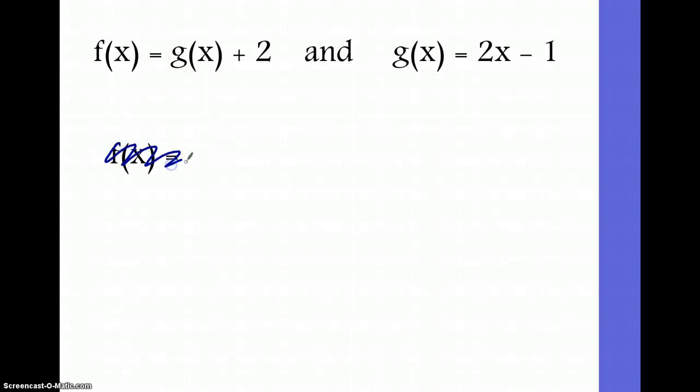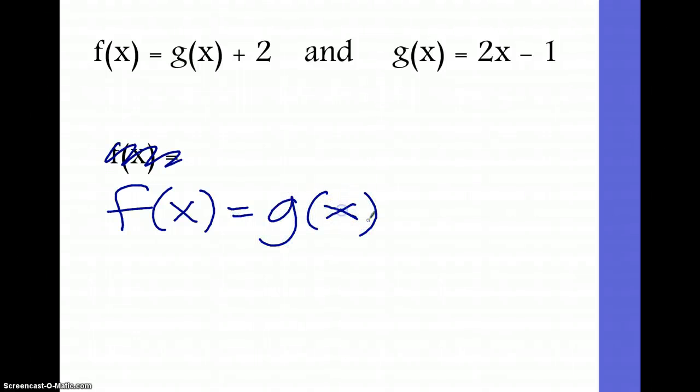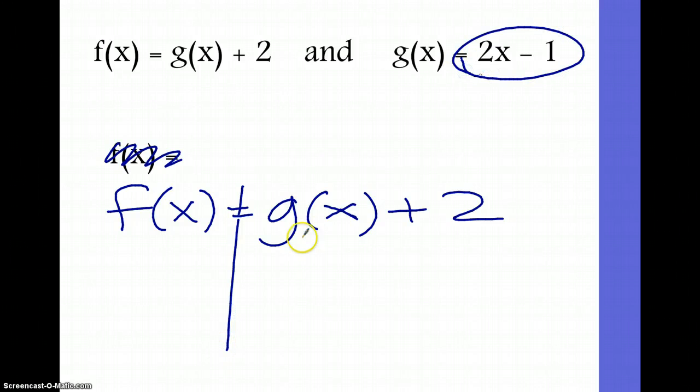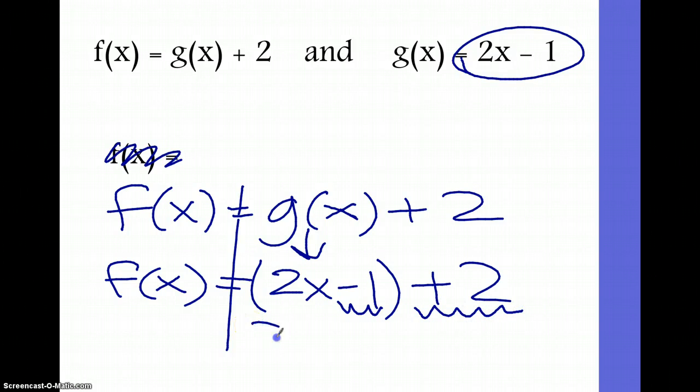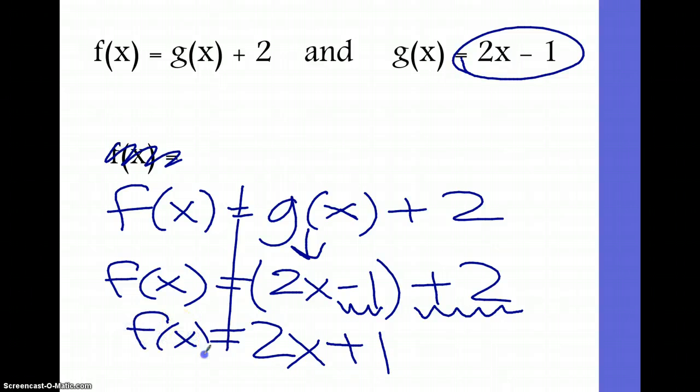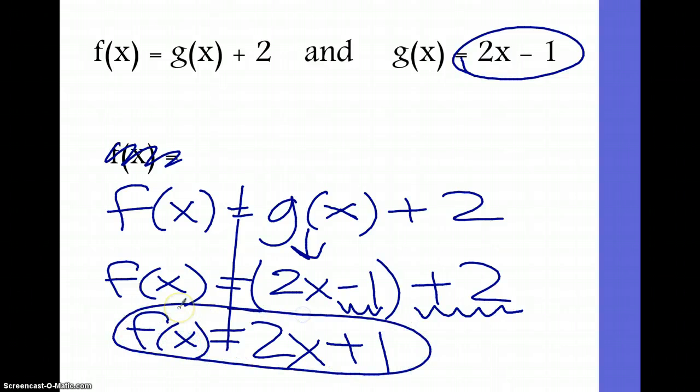So f of x, I'm going to write out what's given. f of x equals g of x plus 2. We are given g, so I'm going to substitute that in here. 2x minus 1, bring down plus 2, bring down equals, bring down f of x. So from here, nothing to distribute, combine like terms. 2x, negative 1 plus 2 makes positive 1, and so that is the equation for f.